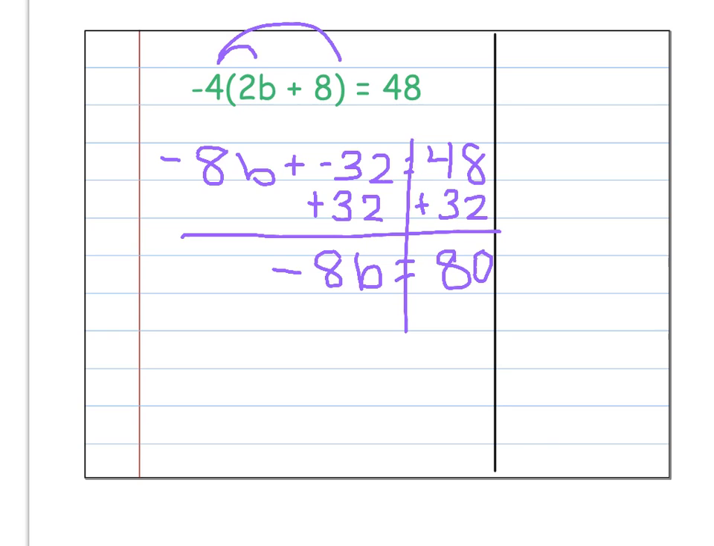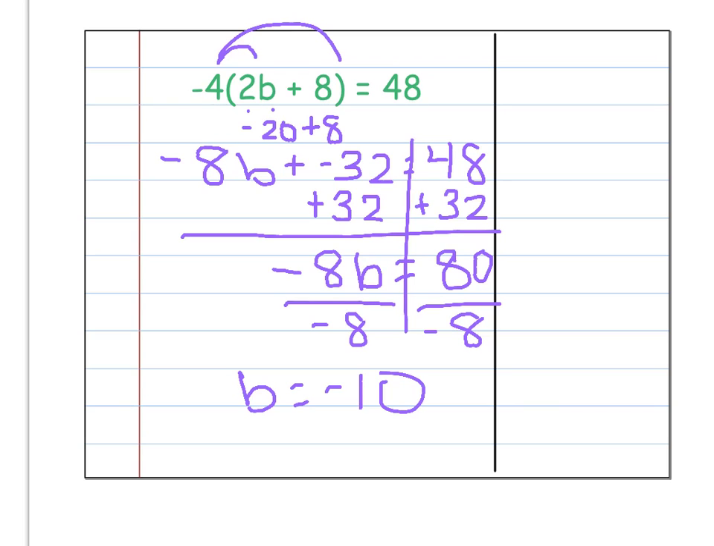So now I have negative 8b, so I need the b by itself, so I'm going to divide by negative 8. And when I do 80 divided by negative 8, I would end up with b is equal to negative 10. And once again, I could put it back into the equation, substitute b for negative 10, just to double check and make sure that I'm correct. So I'll do that real quickly. I have the 2 times the b, which is negative 10, so it's negative 20 plus 8, so that parenthesis would be negative 12, and then it would be negative 4 times negative 12, and when I multiply that, see how I get 48 for the answer.